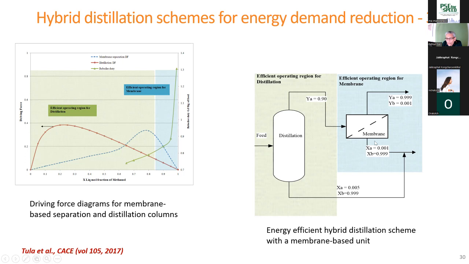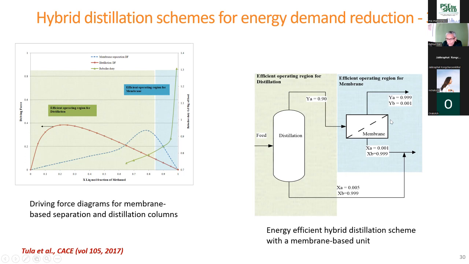We are interested in whether we can find a membrane that will take the heavy compound out. More heavy compound goes out, the light compound becomes more pure, and this heavy compound is then combined with this heavy compound, and we get the heavy compound. For this scheme, we do not need to change anything in the distillation column except the reboiler duty or the reflux. By changing that, we change the product purity, and then we add the membrane.